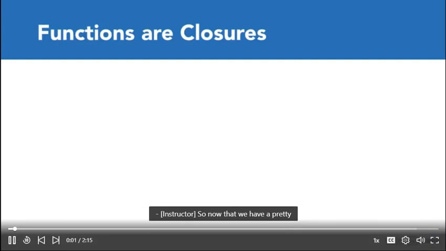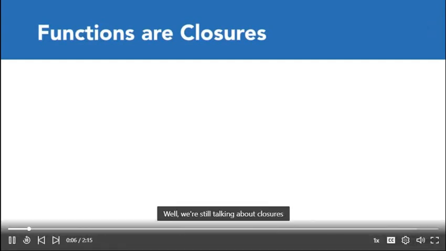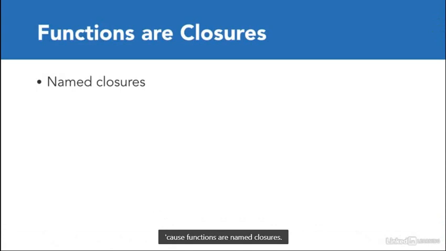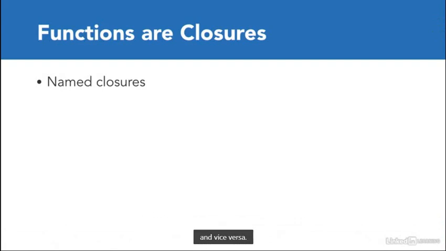So now that we have a pretty good idea of what closures are, let's talk a little bit about functions. Well, we're still talking about closures because functions are named closures. That's right. So if you know what a function is, just take away the name and you pretty much have a closure, and vice versa. So let's look at some examples.